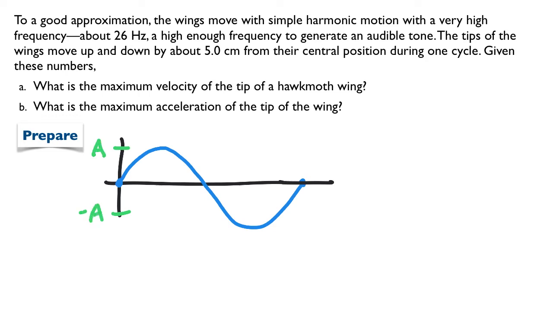And what that's telling me is the amplitude of the motion, because it goes from A and then goes to negative A. The amplitude is equal to 0.050 meters. That is the amplitude of the motion. And the frequency of the motion is 26 cycles per second. Given those numbers, we can calculate the maximum velocity and the maximum acceleration.